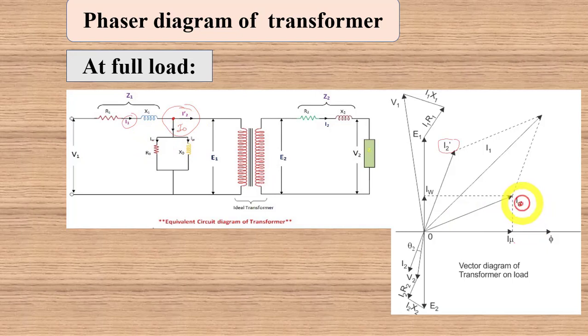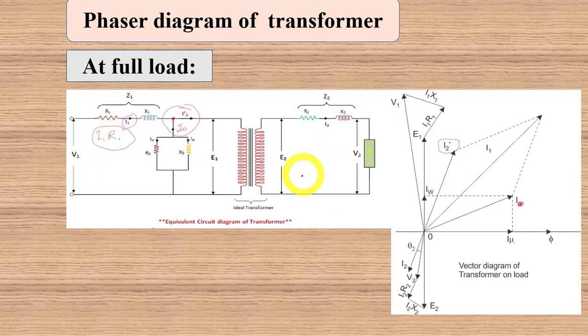That one is here, and R1 is the resistance. Whatever current passes through this resistance, some potential drop I1R1 occurs here. So I1R1 is parallel with I1. And next, X1: the I1X1 drop is perpendicular to I1R1. The summation of these voltages is V1, the applied primary rated voltage.